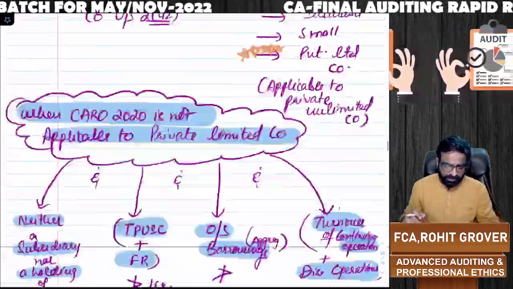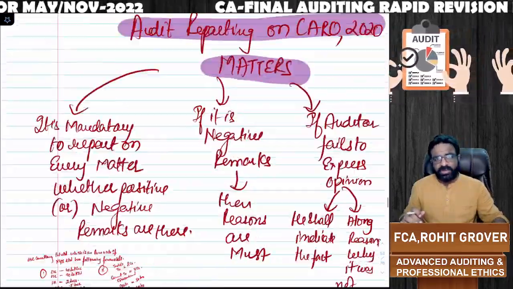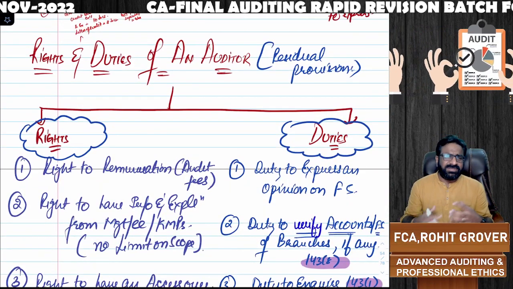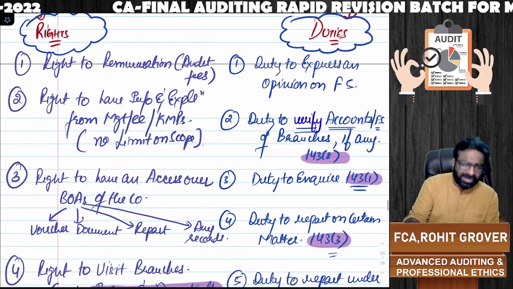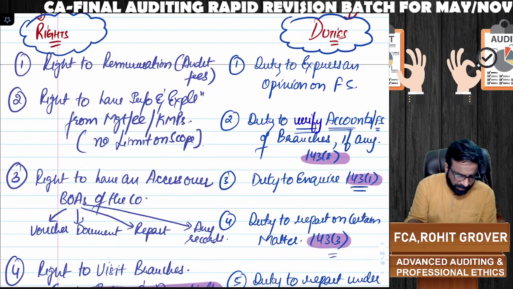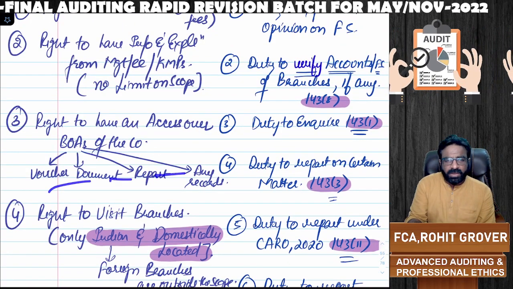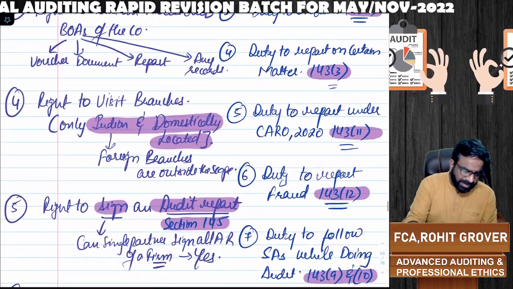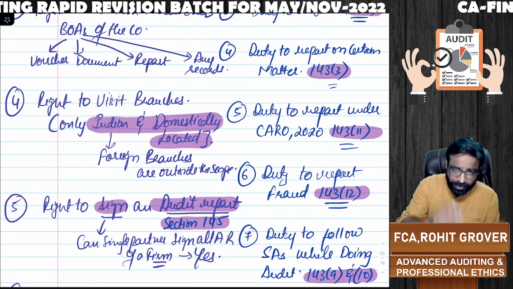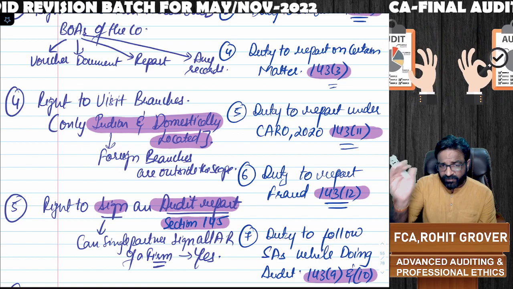What is section number 145? This is a huge topic of CARO. You can see that all the 21 clauses are there, that we will understand exhaustively. Now there are some residual things, rights and duties of an auditor. You know what the rights of an auditor are: right to remuneration, right to have information and explanation from everyone, right to have access to the books of accounts, whether it is a voucher, document, report or any kind of records. Then the right to visit the branches. Remember, you can only visit the Indian, domestically located branches. Foreign branches are outside your scope, so you don't have the right to visit the foreign branches.